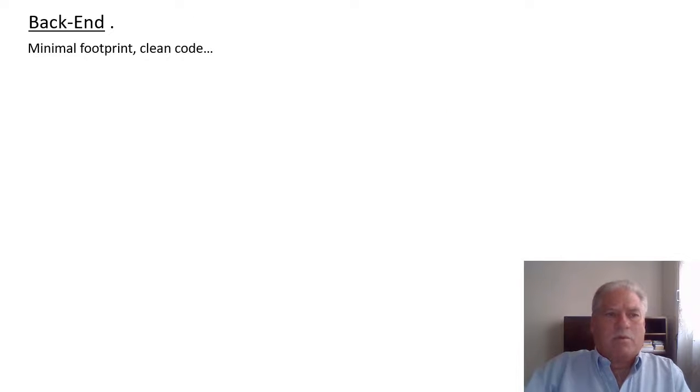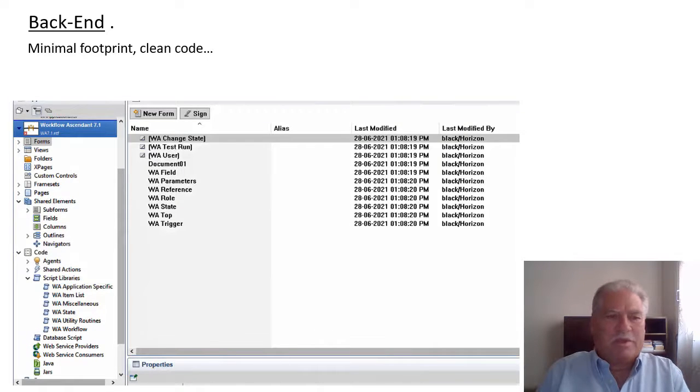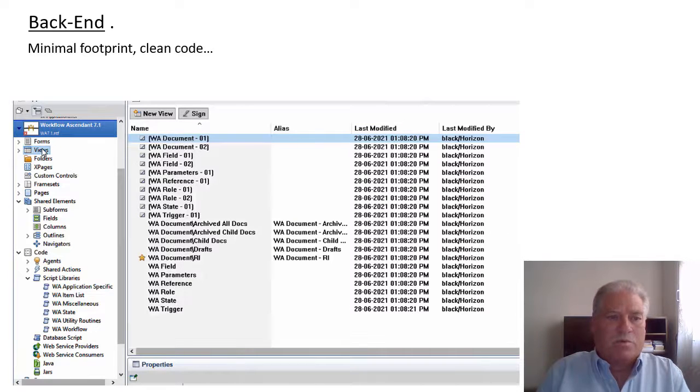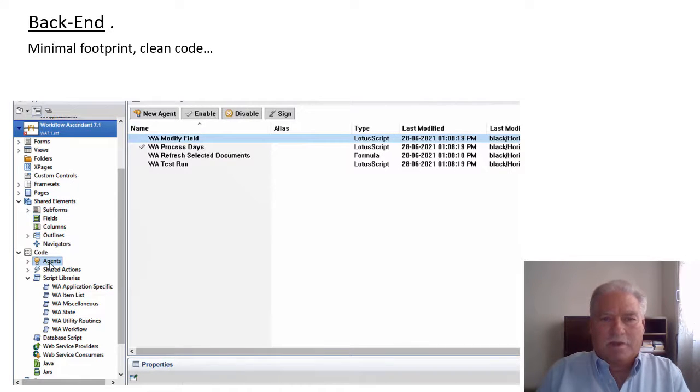So on the back end, we've tried to create a minimal footprint. So I'm just going to quickly go through the code here. These are the forms. You can see they're all starting with WA, views. So we've reduced all of these design elements. Only 3 subforms. Agents, again, just a couple. And the script libraries.